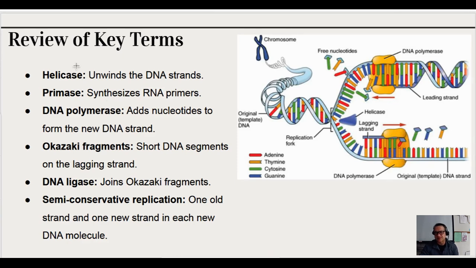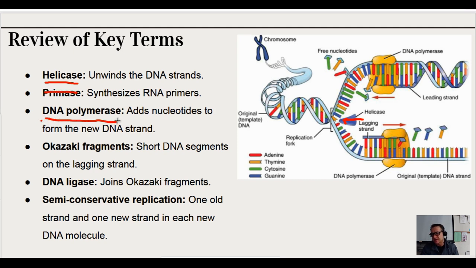All right, last slide, just a review of some key terms. All right, so helicase, that's the enzyme right here. It goes right down the middle of the DNA, breaks the bonds, and unzips it. From double-sided, makes two single-sided DNA strands. Primase, we didn't talk about primase, so we're not going to worry about that.